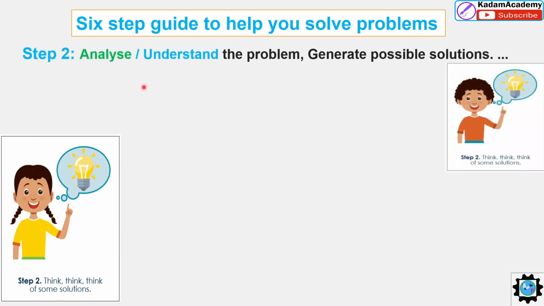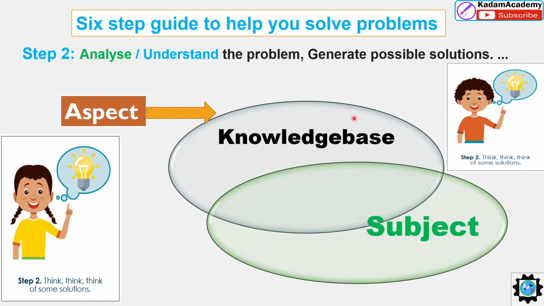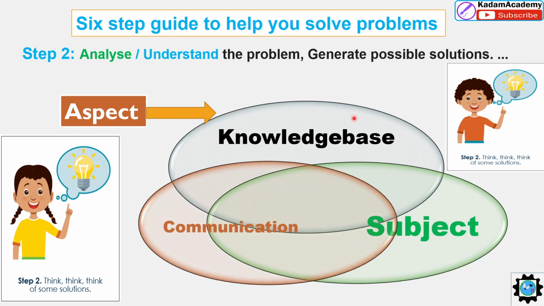Next, we'll go for step 2: analyze, understand the problem, generate the possible solutions. We have to define the main elements of the problem in this case. Before solving any problem, it is a very important aspect. Okay, there are 3 aspects on which the problem can be understood. I'm going to tell you the aspects: knowledge, subject, and communication. These 3 aspects are very important: knowledge base, subject, and communication.